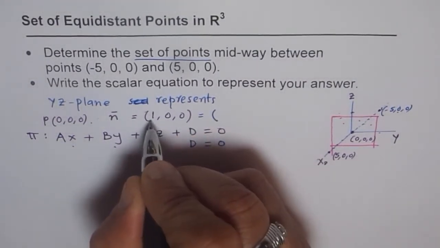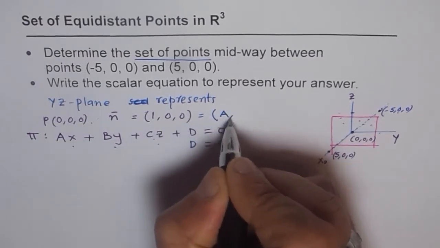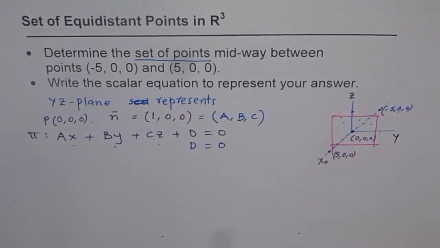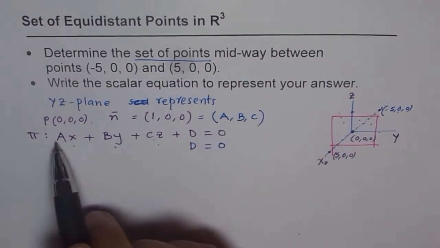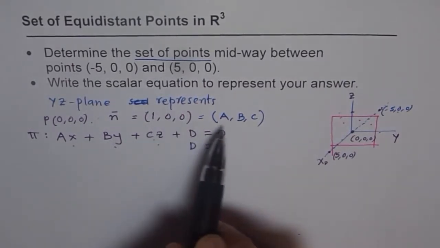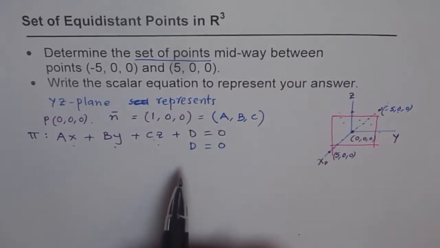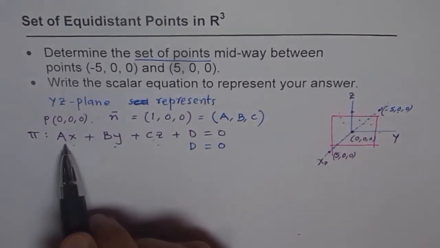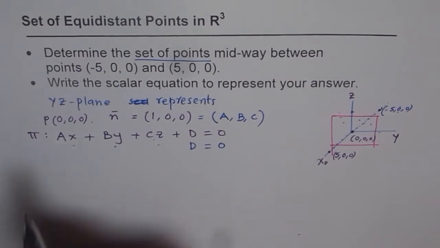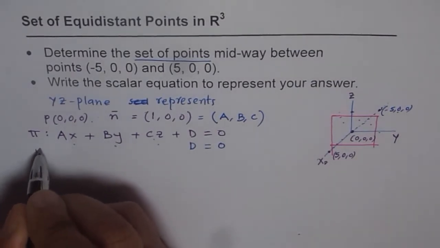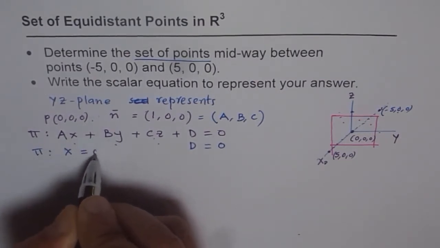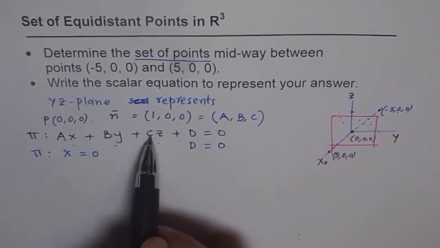So when we say normal is 1, 0, 0, it is basically the a, b and c values, right? In this equation, which is in Cartesian form, the coefficients of x, y, z represent the normal. So a is 1, b is 0 and c is 0 for us. Then what is the equation of the plane? I can write plane pi as x equals 0, since b and c are also 0.